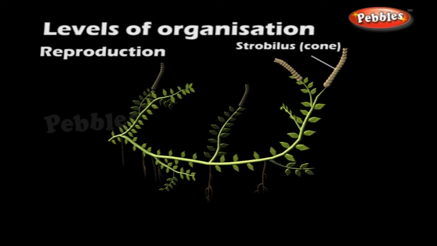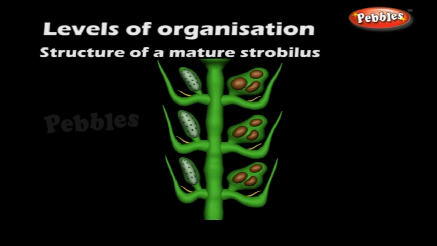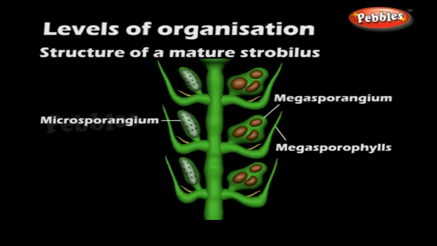Structure of a mature strobilus. The strobilus is conical and usually 1/4 to 3 inches in length. There is a central axis in the center of the cone. A number of special type of leaves called sporophylls are arranged on the central axis. In the axil of each sporophyll, a bag-like structure called sporangium is attached, in which spores are produced.